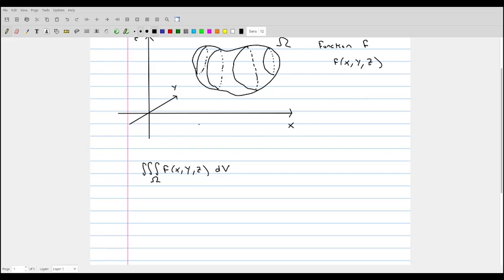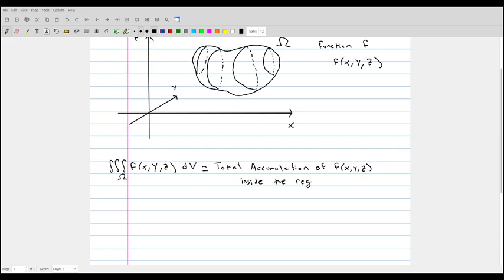And what this stands for is the accumulation of the function f inside the region omega. So the total accumulation of the function, whatever it's representing, f of x, y, z, inside the region omega.